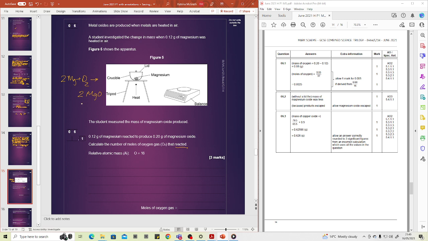So you've got 0.20 grams of this, and you've got 0.12 grams of this. The rest of the mass must be oxygen. Mass of oxygen equals 0.20 take away 0.12, 0.08 grams. So moles of oxygen gas equals mass divided by Mr, and the Mr is 32.